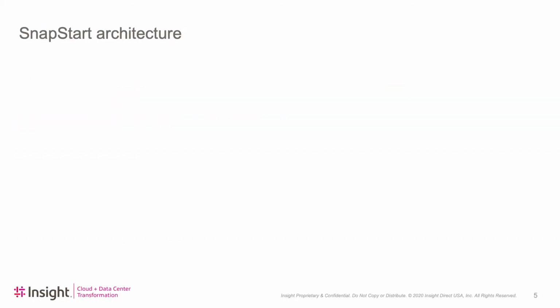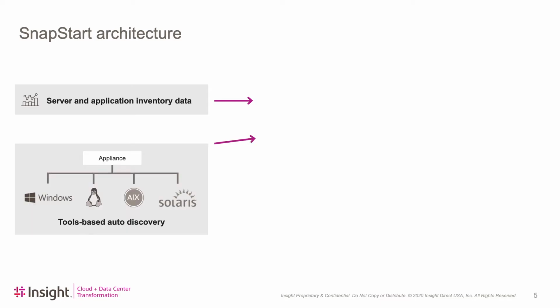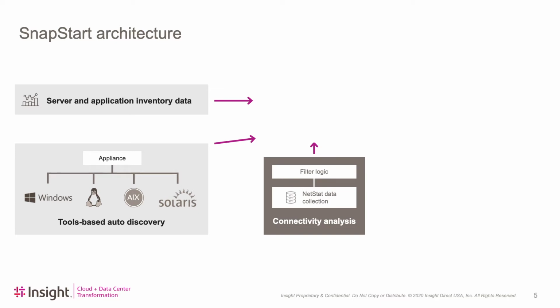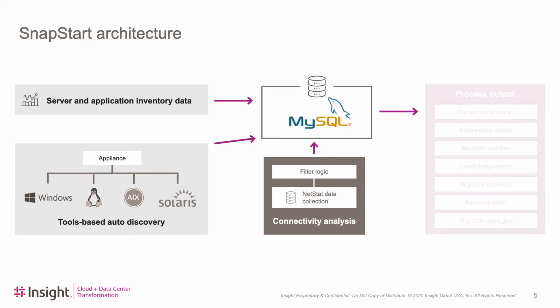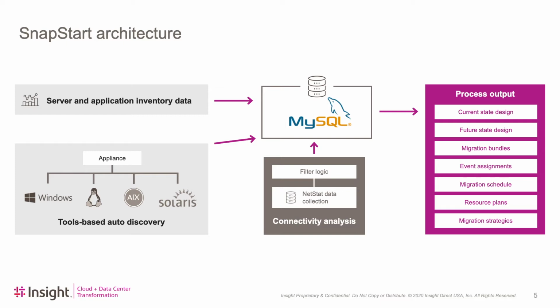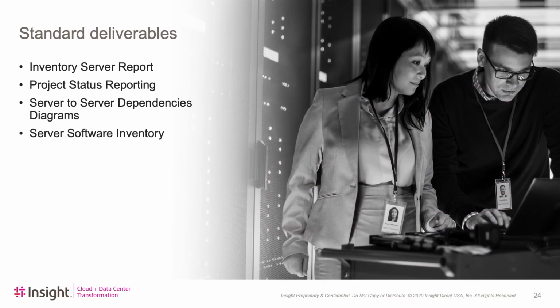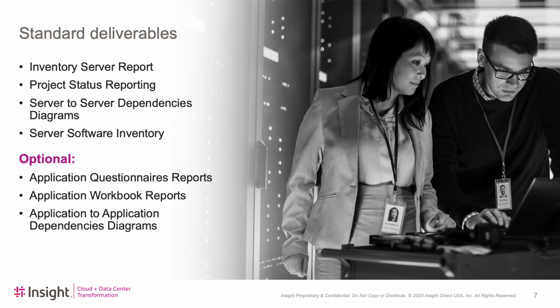Here's how it works. We gather CMDB data from our web-based tool CADM, or Client Application Data Manager, automated scans of Windows, Linux, AIX, and Solaris, and the NetStat data, and add it all to our database. We then create a set of standard reports and any customized reports needed. These include an inventory server report, project status reporting, server-to-server dependency, and server software inventory. Depending on the service selected and what your organization requires, we may also produce several deliverables focused on your applications.